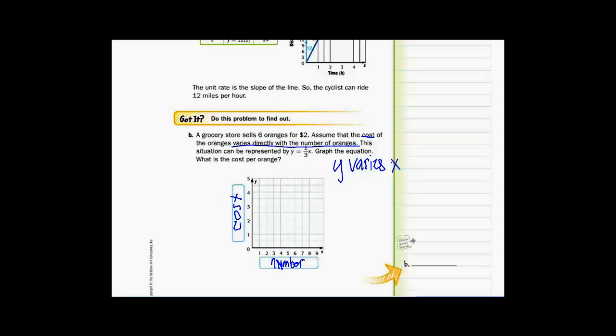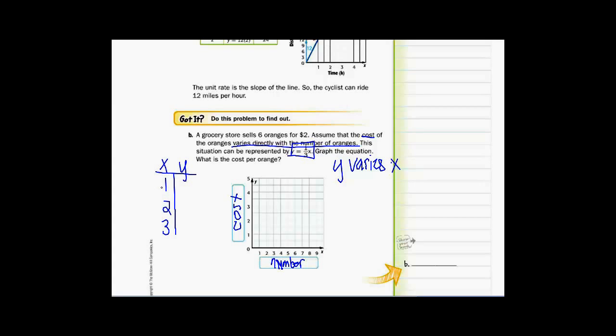So this situation can be represented by this equation, y equals 1/3 x. Graph the equation. So the cost varies directly with the number. Let's just put in some numbers. You can do 1, 2, and 3 if you like.